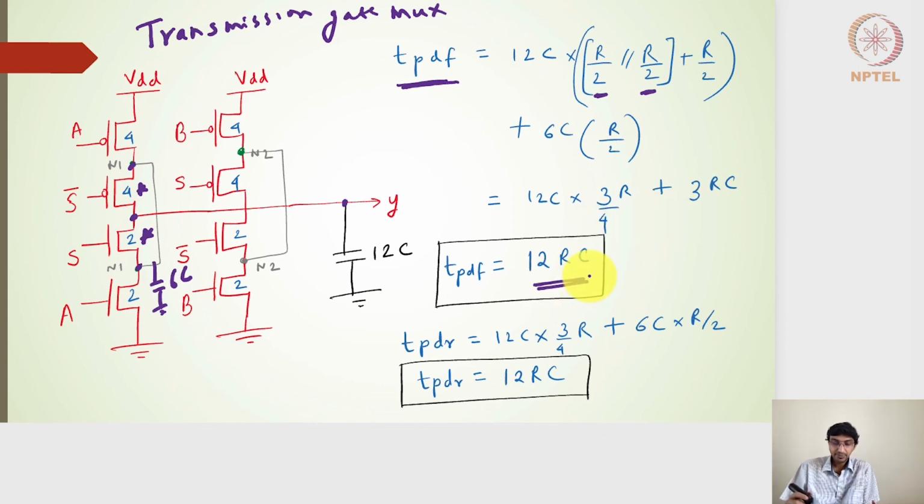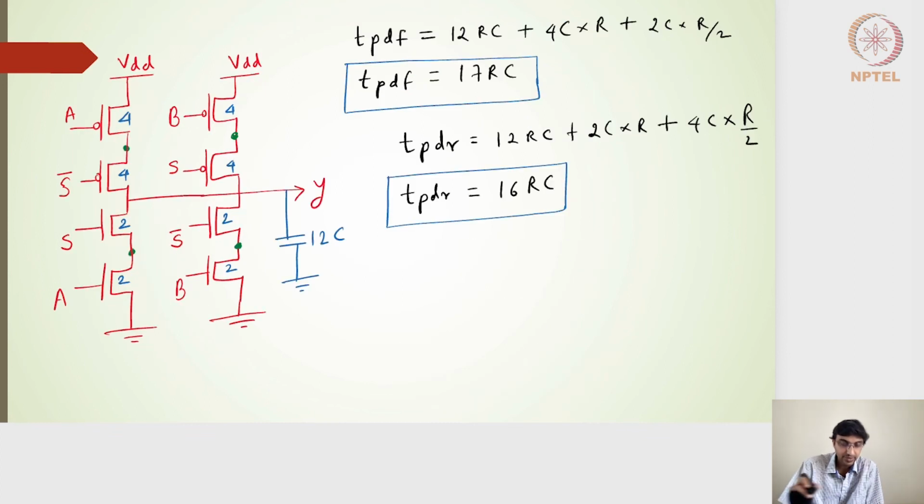TPDF or rather TPD rising, the propagation delay for the rising, will also be very, very similar. So 12C multiplied by 3 by 4R. There I'll get this switching resistance in parallel with this, and then finally the 6C capacitance multiplied by R by 2. So I'll have 12 RC. So this is the delay for the transmission gate multiplexers, where the N1s are connected on both the PMOS and NMOS transistors, and the N2s are connected on the PMOS and the NMOS transistors.